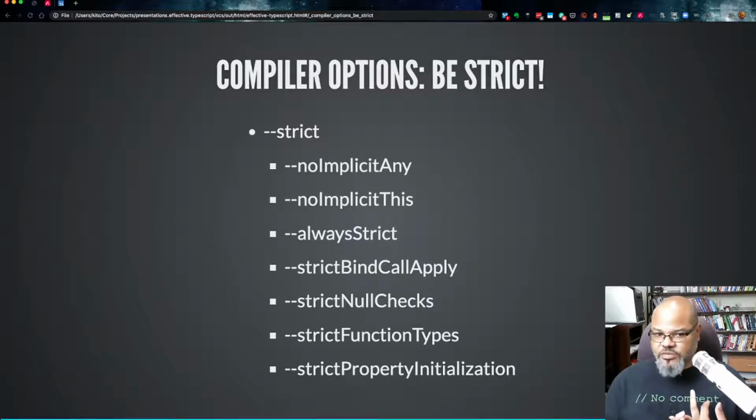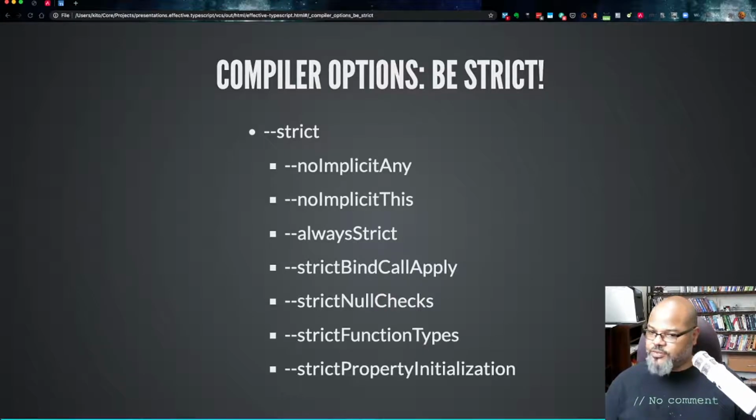noImplicitThis avoids a lot of the this errors. Usually it's not that important if you're using arrow functions, but it's useful anyways. alwaysStrict means you're always in the JavaScript strict mode, which is pretty much something you need to do regardless, right? And it will happen by default if you use a module. Then there's strictBindCallApply, which allows you to avoid calling bind or call or apply and passing in parameters which don't actually exist.